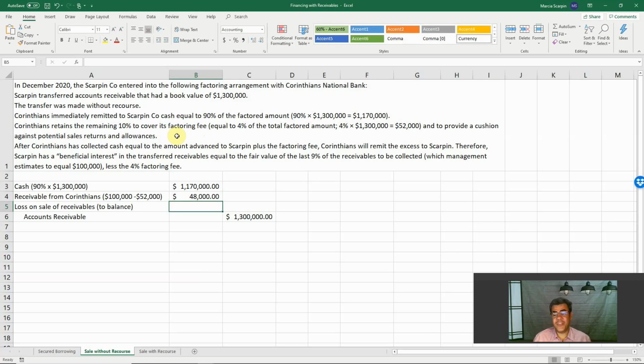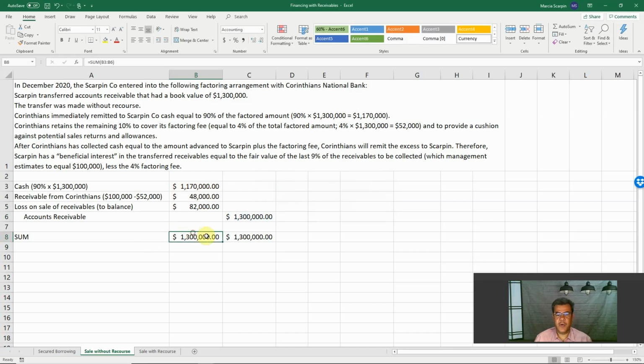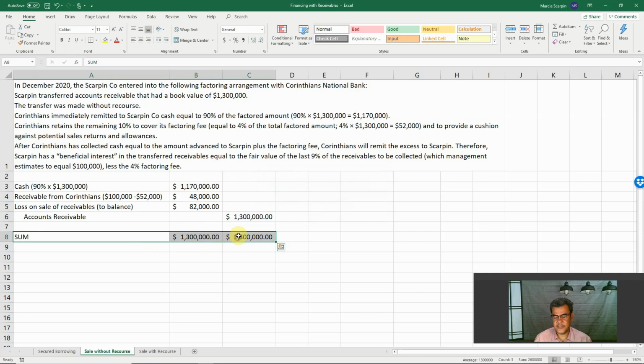And now we need to balance it with gain or loss. What do we have here? Our debit will be 1.2 million, our credit 1.3 million. So we need a debit to balance it. So we have a loss. Usually we have losses here. How much is it? 1.3 less the sum of our debits, 82. And now our journal entry is balanced.